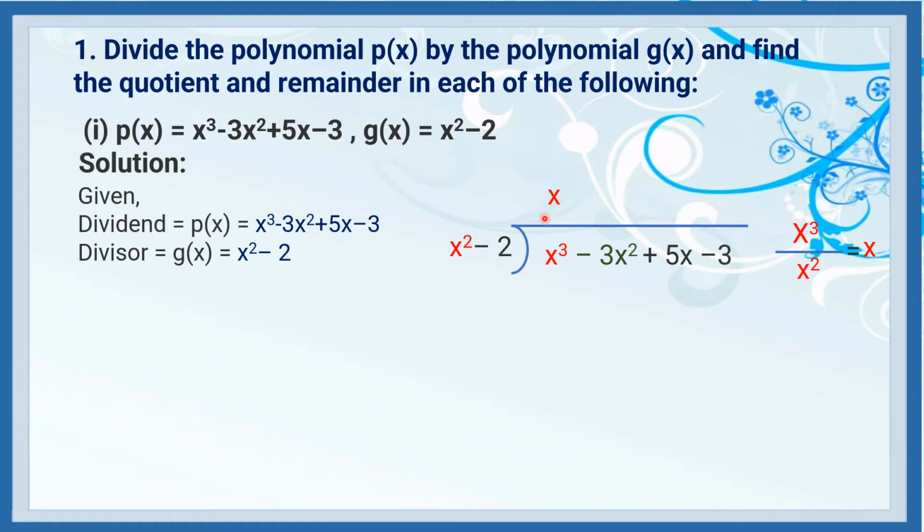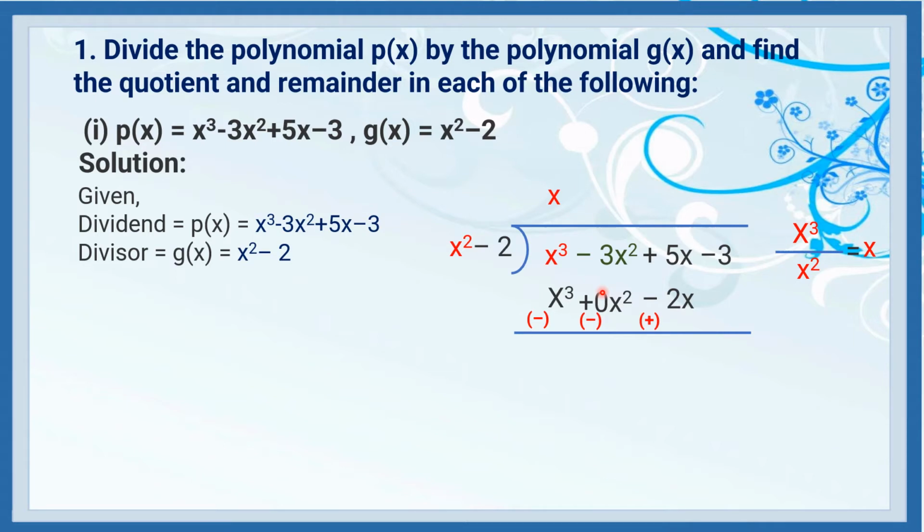Now we multiply. The next step is we should multiply this x and this term. So x into x square is x cube. Now we don't have an x square term, isn't it? x into minus 2 is minus 2x. So we write plus 0x square then minus 2x. Now let us subtract these two. Normal division only is subtract. If you want to subtract two polynomials, we should change the sign of the second one.